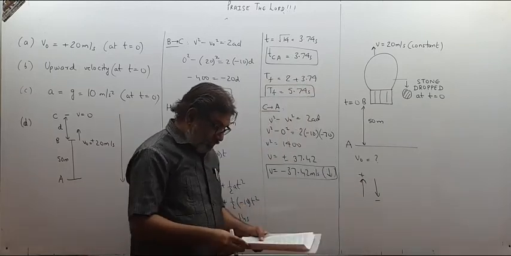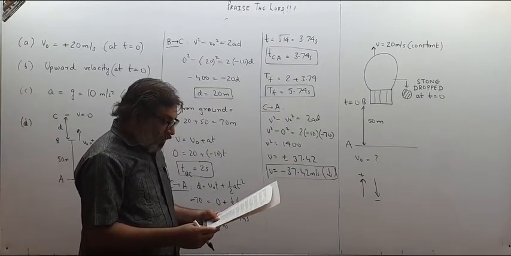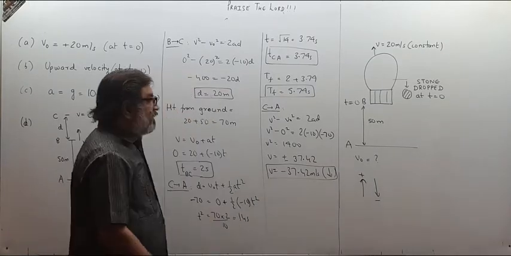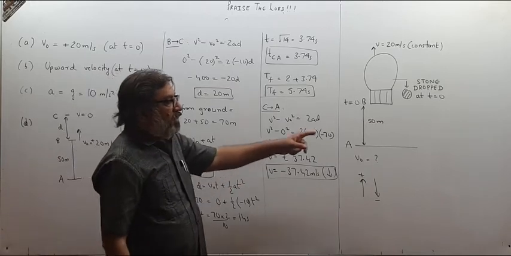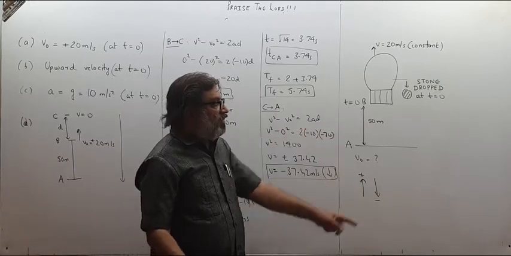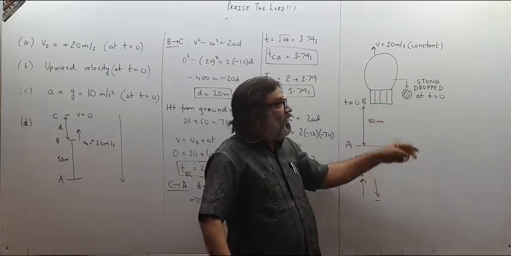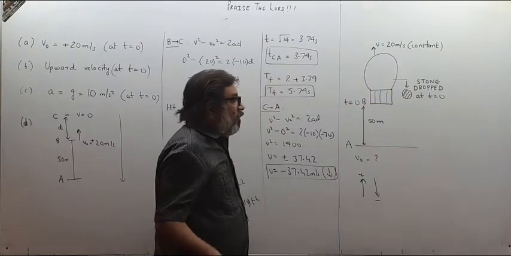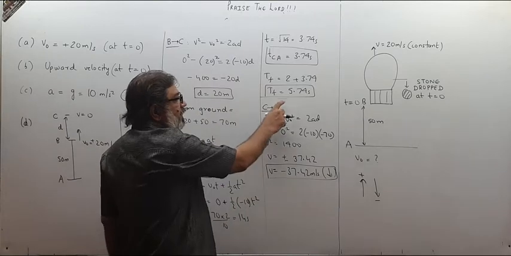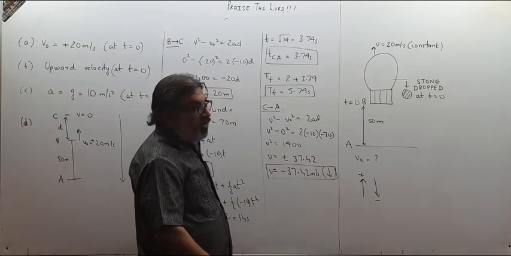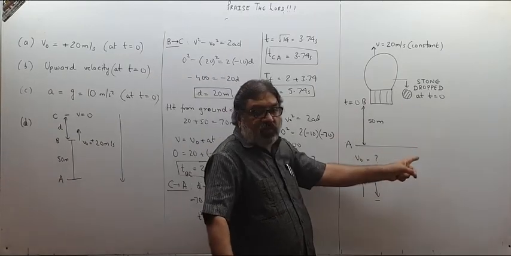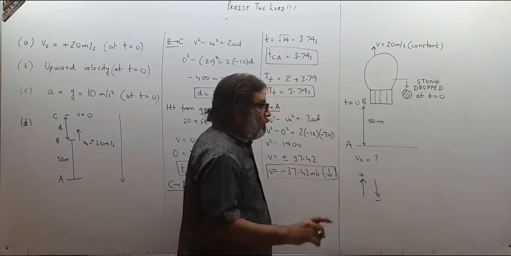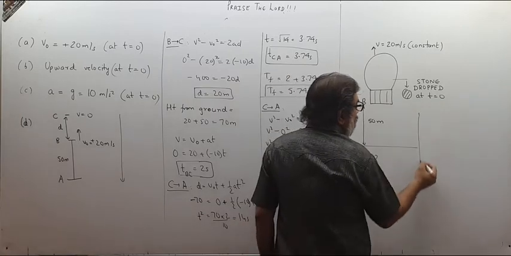Then anything else? What is the height of the balloon when the stone touches the ground? See, stone goes like this and it comes back and the balloon is going up with the speed of 20 meter per second. In how much time has the stone come down? 5.74 seconds. So in the time when the stone comes down, in that much time, how much height must the balloon have covered? Balloon is having constant velocity.